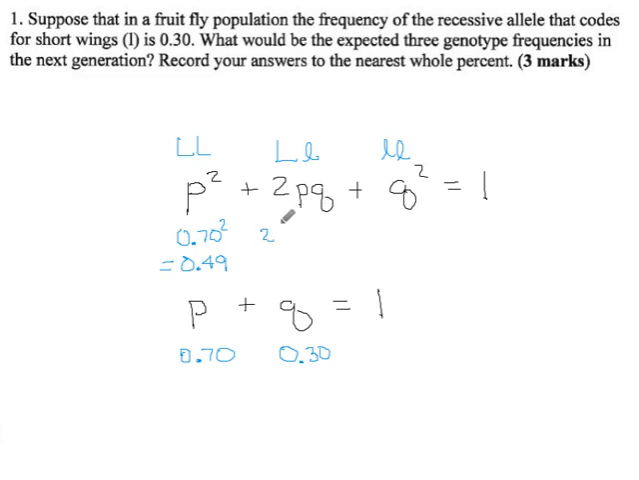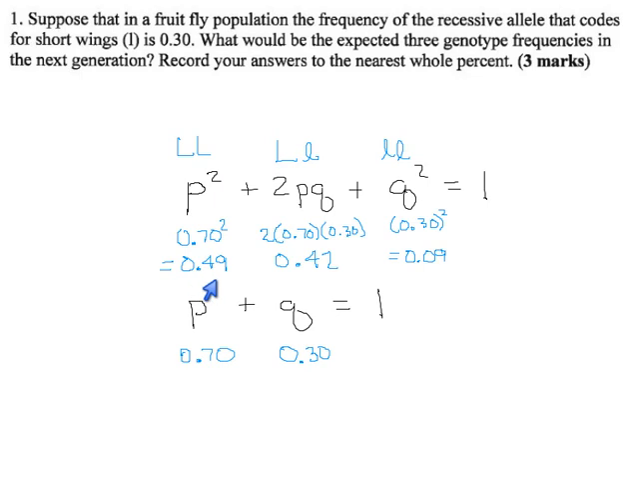2pq is 2 times p, which is 0.70, times q, which is 0.30. That comes out to 0.42. And q squared is 0.30 squared, which comes out to 0.09. And if you add these up, 0.49 plus 0.42 plus 0.09, those do indeed total up to 1. That's a good sign.